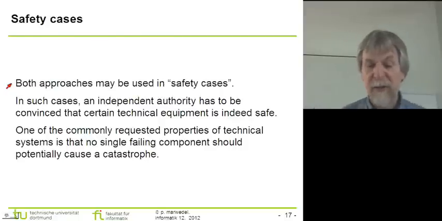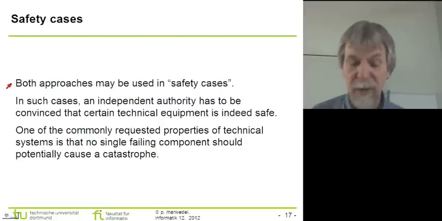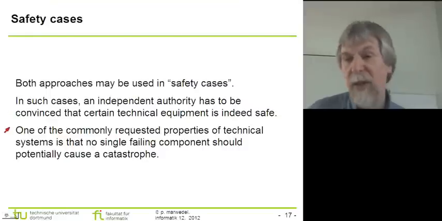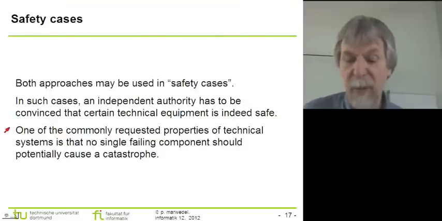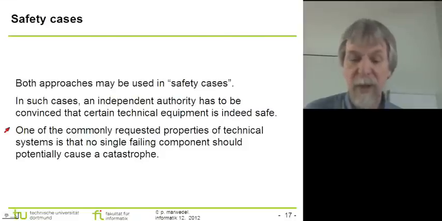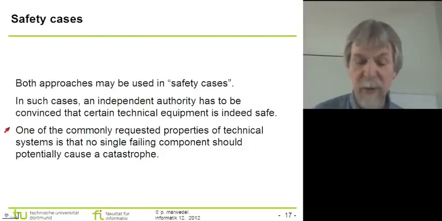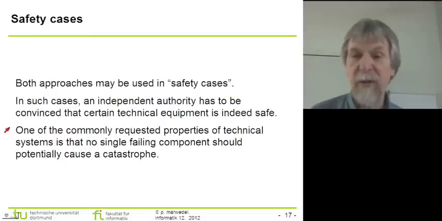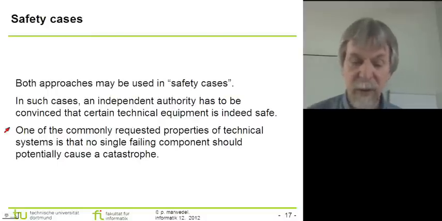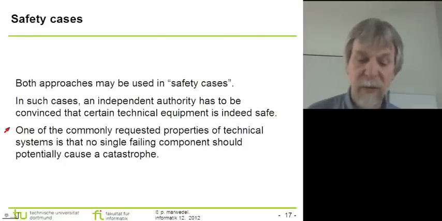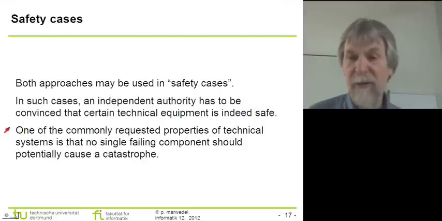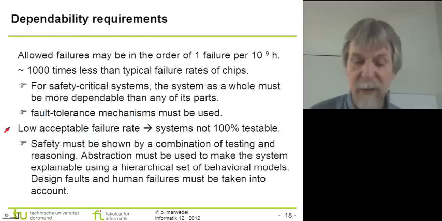In such cases, an independent authority has to be convinced that a certain technical equipment is indeed safe. One of the commonly requested properties of the technical system is that no single failing component should potentially cause a catastrophe. So that means if, let's say, we have a train and a single wheel breaks, that should not result in a catastrophe. We know by experience that this requested property is not really easy to meet.